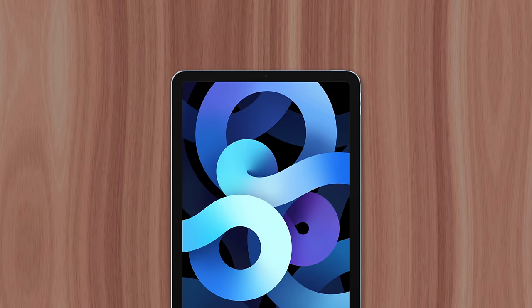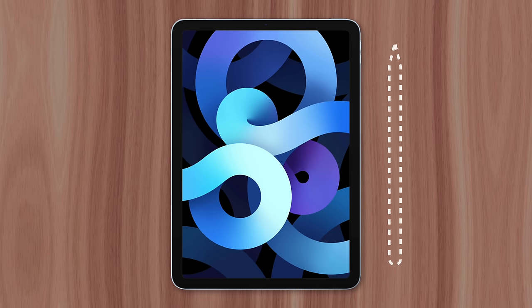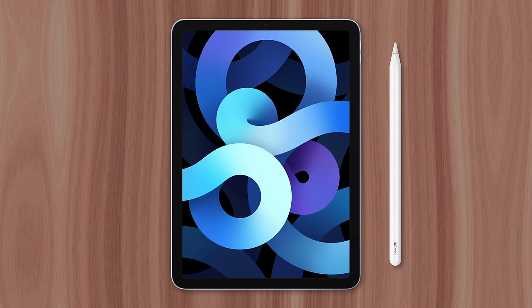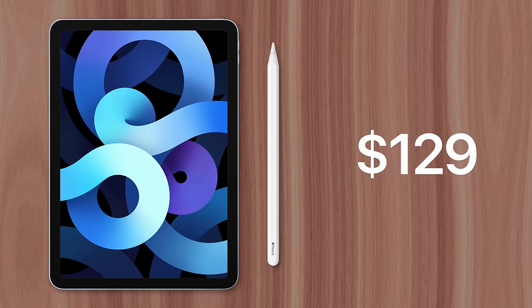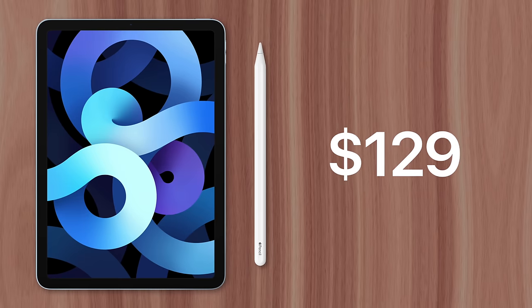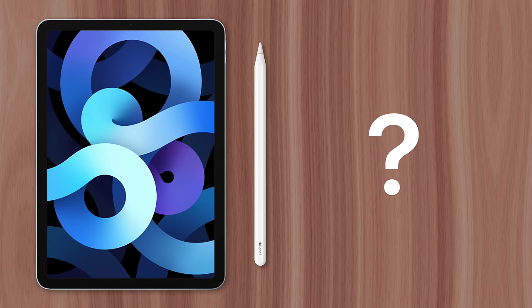Many iPad customers like the idea of a stylus for note-taking and illustration, and Apple happens to make one called the Apple Pencil, but its $130 price tag comes as a shock to many, who see a plastic stylus and assume it'd be more affordable. So why is the Apple Pencil so expensive?